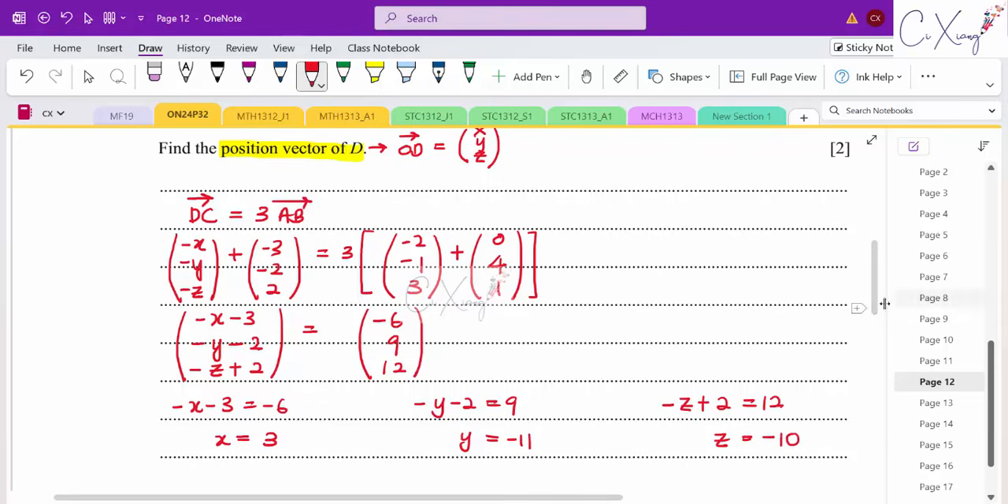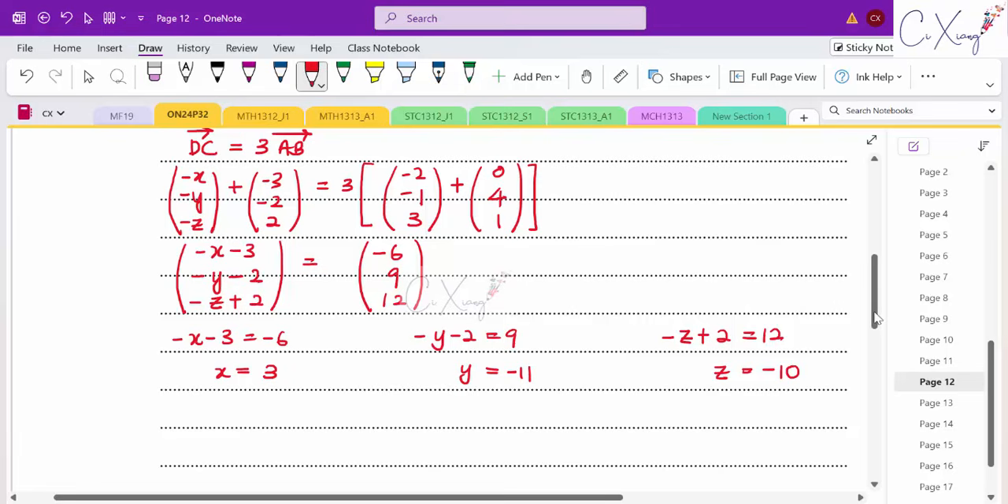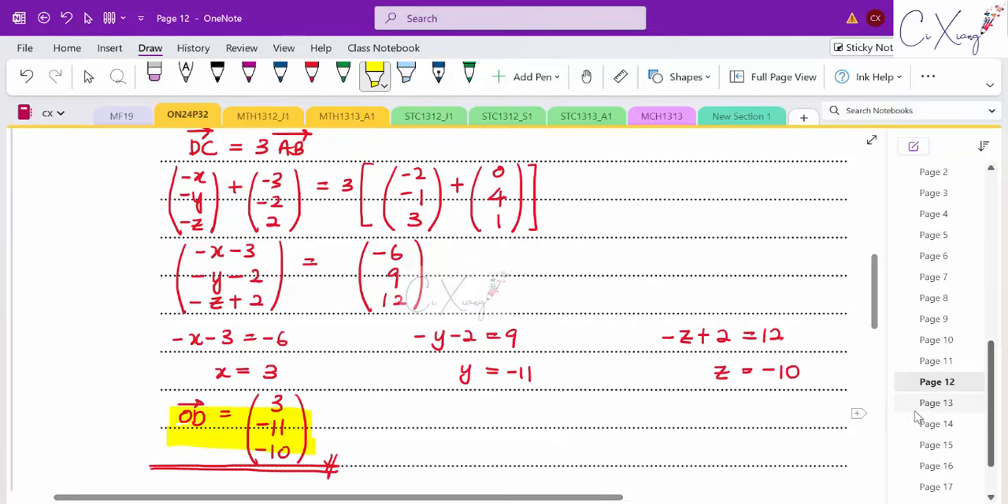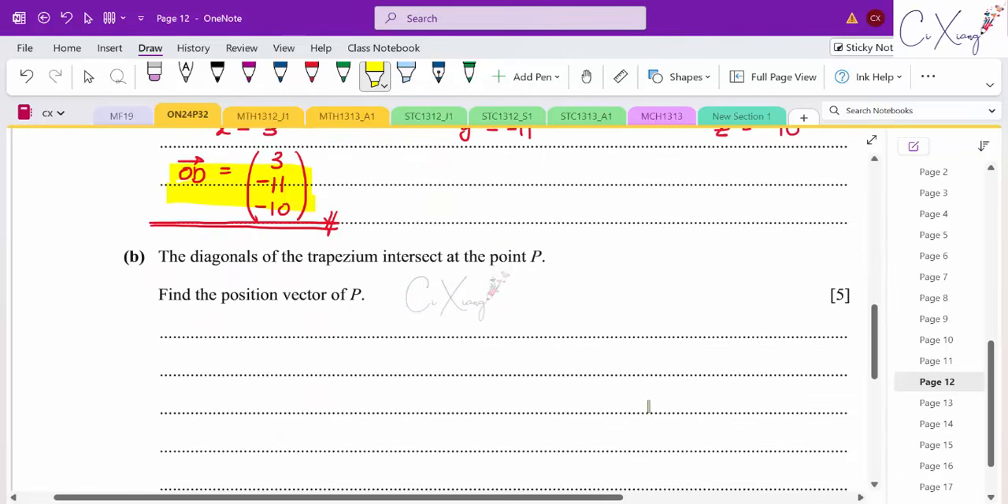So this is the value for my X, Y, and Z, which earlier I already defined as the position vector of D. So OD can be written as 3, negative 11, and negative 10. Right, so this is how we get the position vector OD. Okay, so let's continue to the next part, part B.